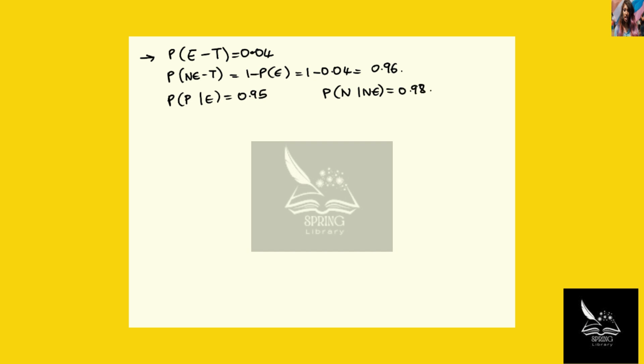0.98. So now we need to find the probability that neither of the two randomly selected people has a positive test result. Coming to the first question, we need to find the probability that the first person is not exposed and tests negative. The probability of not exposed and negative is the probability of not exposed times the probability of a negative test given not exposed.